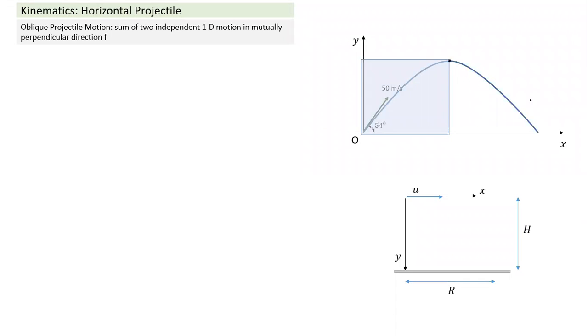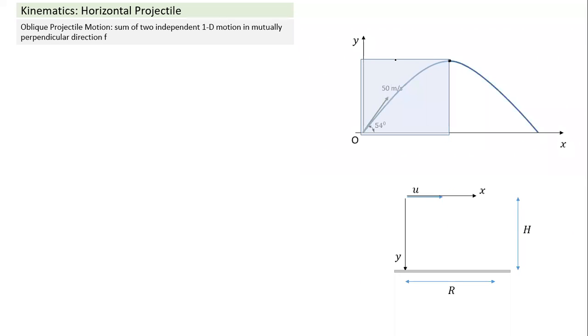And what would this part of the motion be? This is nothing but horizontal projectile motion. The horizontal projectile motion is nothing different. It's the same thing. It's the motion of an object moving under gravity. And if it is moving under gravity, it will have the same downward, constant acceleration, and it will follow a similar kind of trajectory. Similar principles will apply.